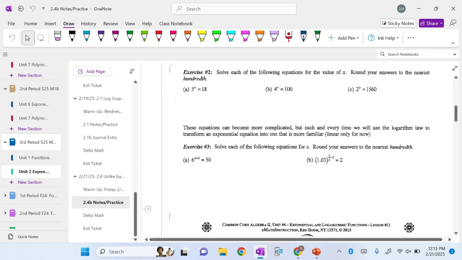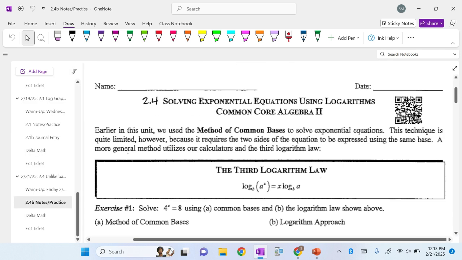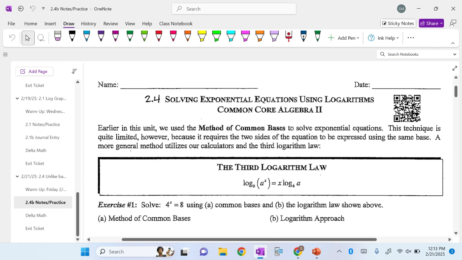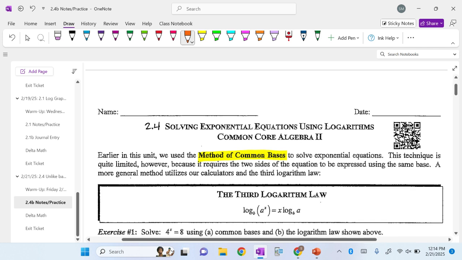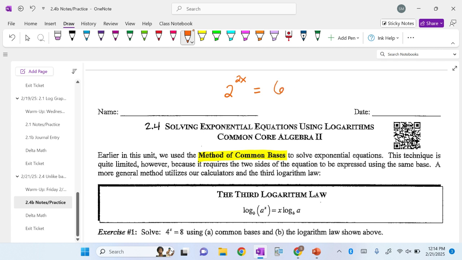So again, we're on page 23 of your packet. We already talked about the method of common bases to solve exponential functions. So for example, if I had 2 to the 2x is equal to 64, how would I solve that? Who remembers? So method of common bases, what's the goal?